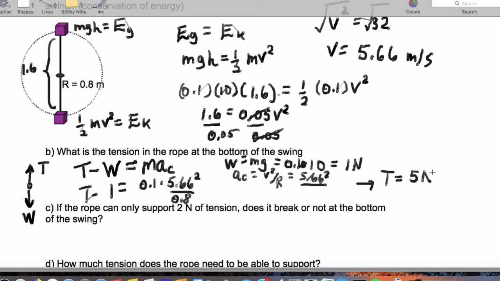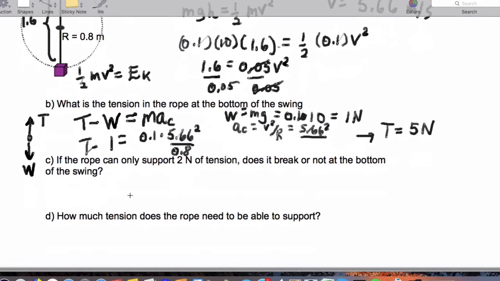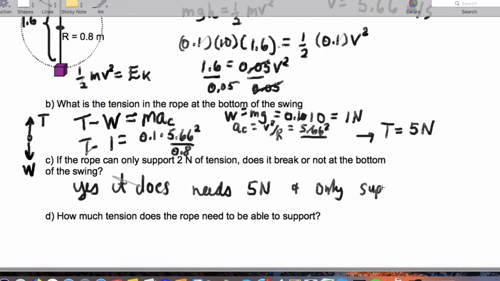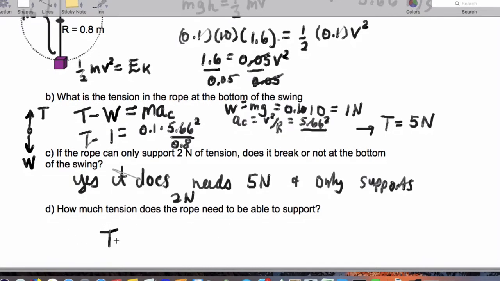5 newtons. Okay. So if the rope can support 2 newtons of tension, does it break or not at the bottom of the swing? Yes, it does. It needs 5 newtons and only supports 2 newtons. So the tension needed to be supported is 5 newtons worth, as indicated right here in our answer.